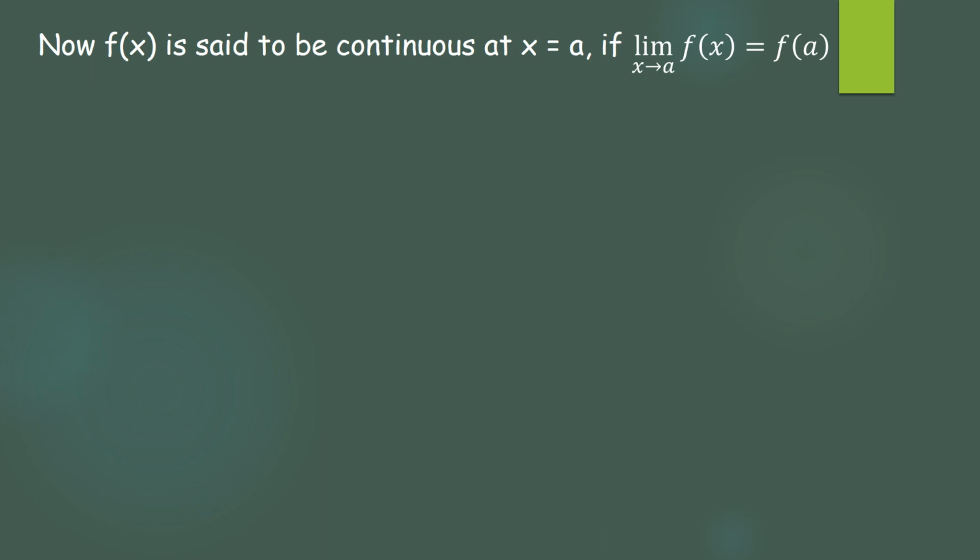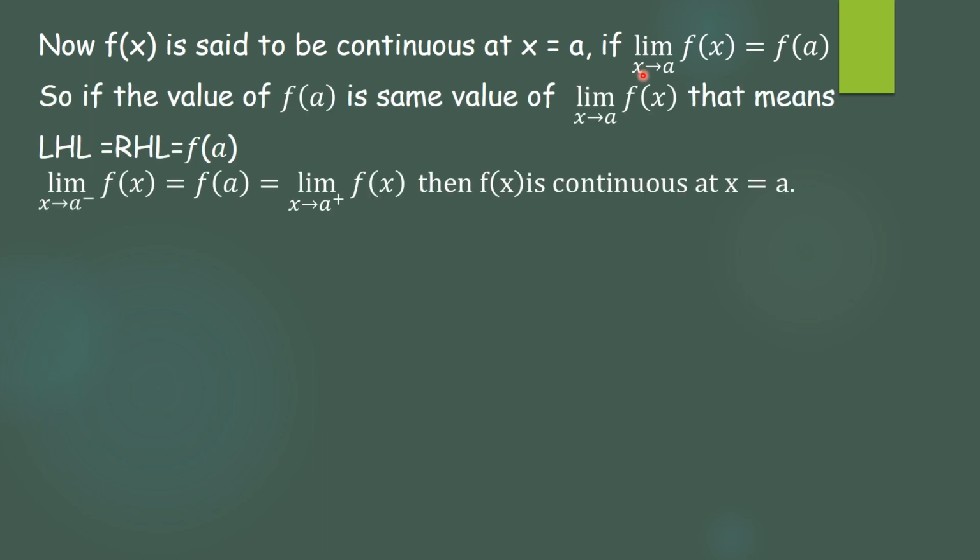Now f of x is said to be continuous at x is equal to a if limit x tends to a of f of x is equal to f of a. Here we are not saying left and right, we are just saying limit x tends to a. It means indirectly that the limit exists, that is, the left and right are equal. So the value of f of a is the same as the limit of f of x, that is, left and right are equal to f of a. Then we can say that f of x is continuous at x is equal to a.